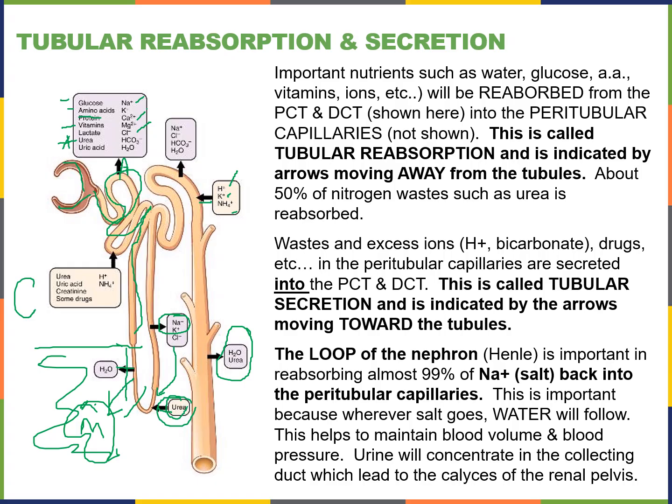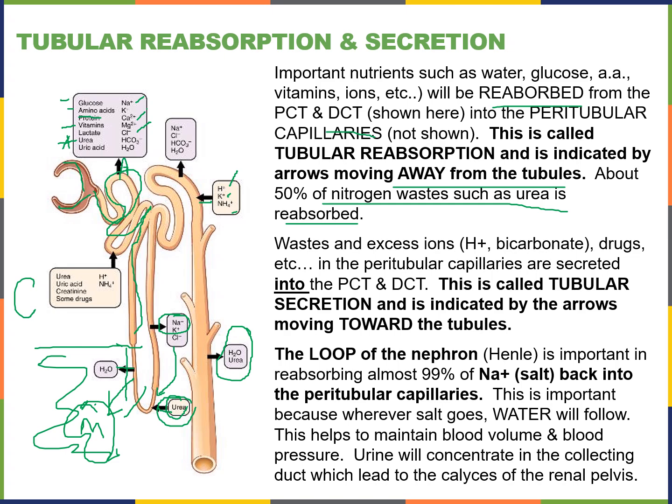So important nutrients are reabsorbed from the PCT and DCT into the peritubular capillaries. They are not shown on the diagram, but that's where they will go. This is called tubular reabsorption and is indicated by arrows moving away from the tubules. About 50% of nitrogenous waste, such as urea, is reabsorbed. So like I said, that's to help with the osmotic gradient.